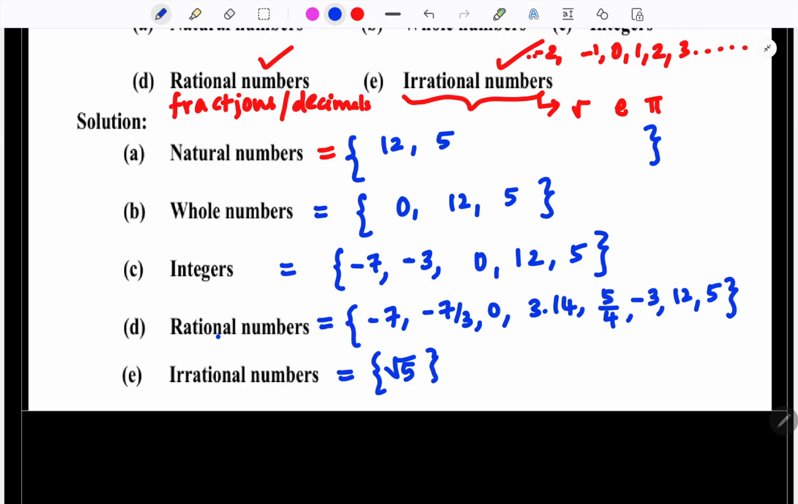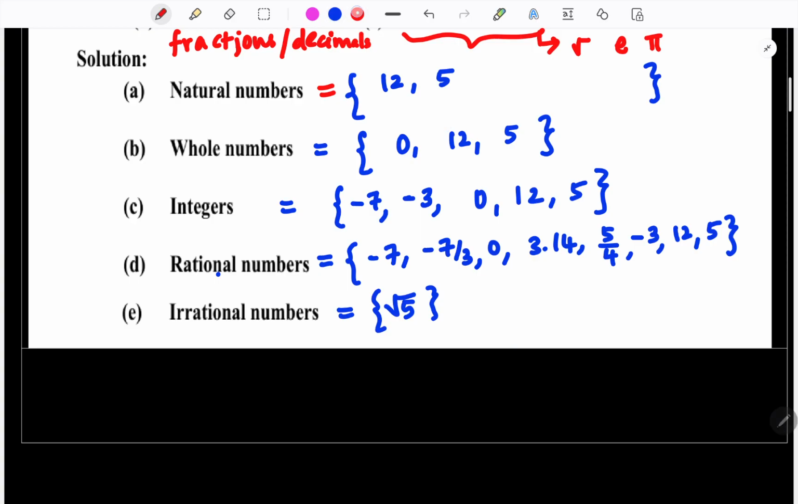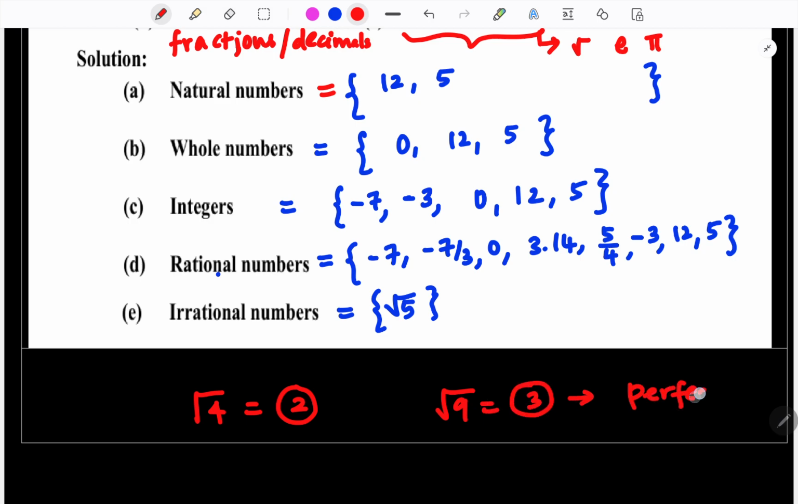Why is it not a perfect square, teacher? I told you already, perfect square means you should get a whole number. This is root 9, and you get a whole number. This is called a perfect square. But root 5 is not a perfect square, because the value of root 5 is equal to how much?